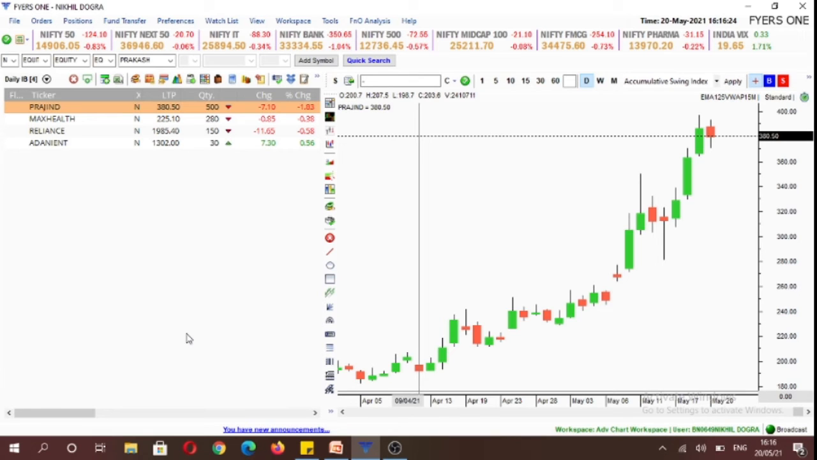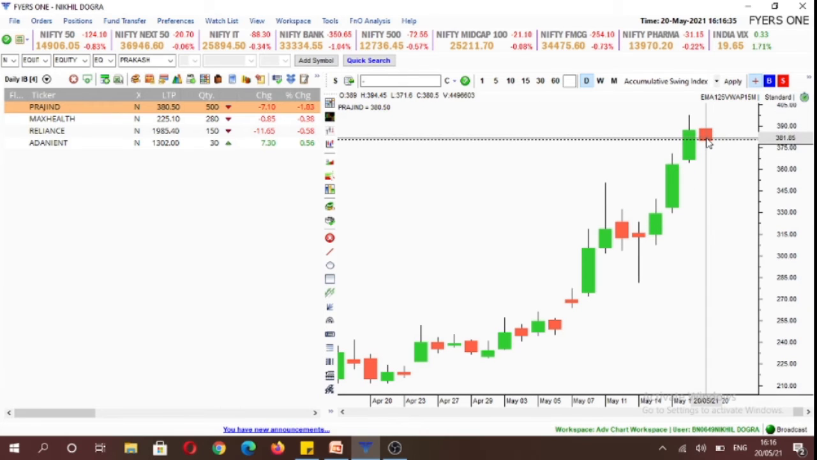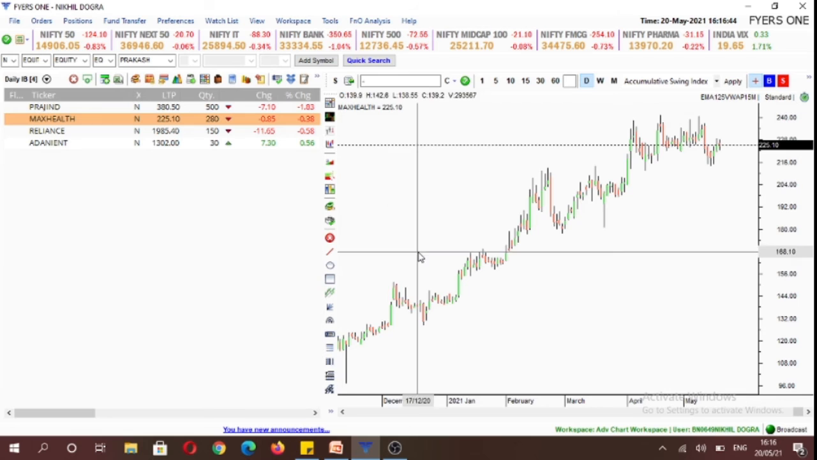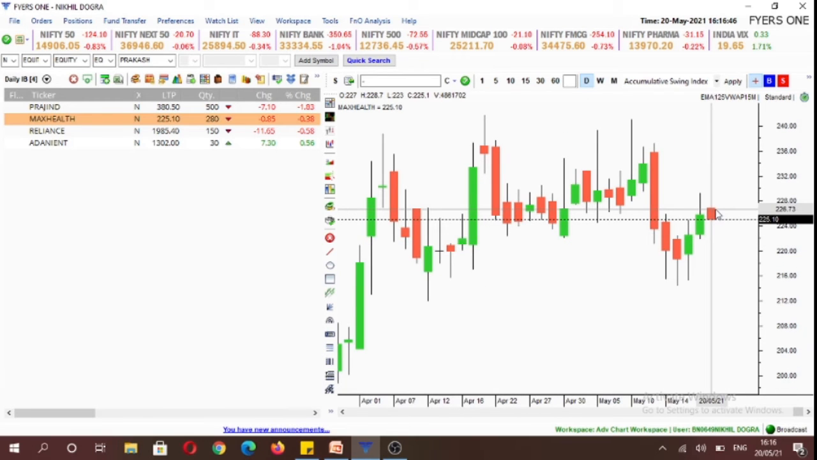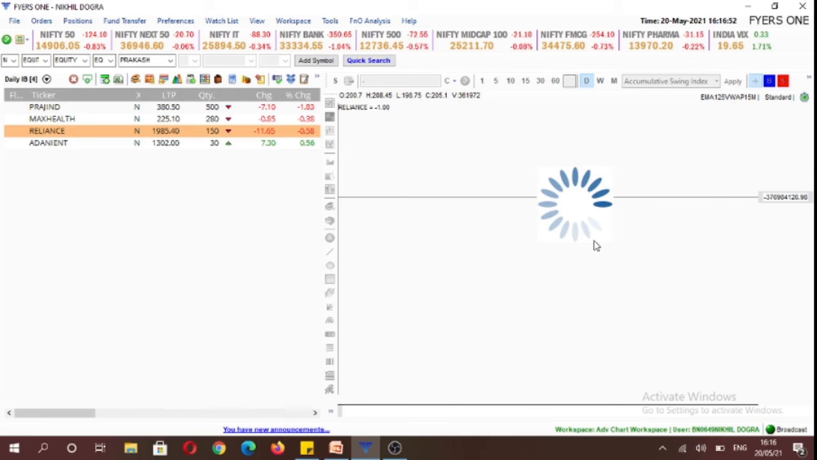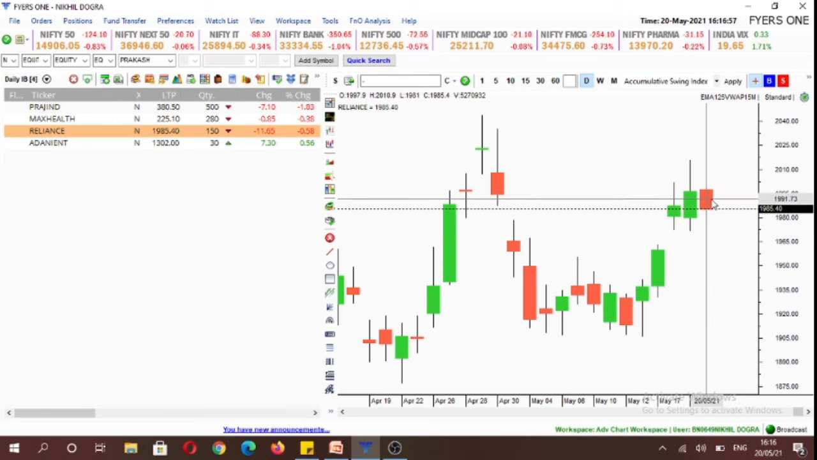Now we would be discussing our stock watch list. The stocks that we have chosen for today are Praj Industries, Max Health, Reliance, and Adani Enterprises. In Praj Industries, we'll look for buying opportunity above 394.5 or selling opportunity below 371.5 levels. Second stock is Max Health. In this, we'll look for buying opportunity above 228.8 level or selling opportunity below 222.9 levels. Third stock is Reliance. We'll look for buying opportunity above 2011 levels or selling opportunity below 1980.9 levels.